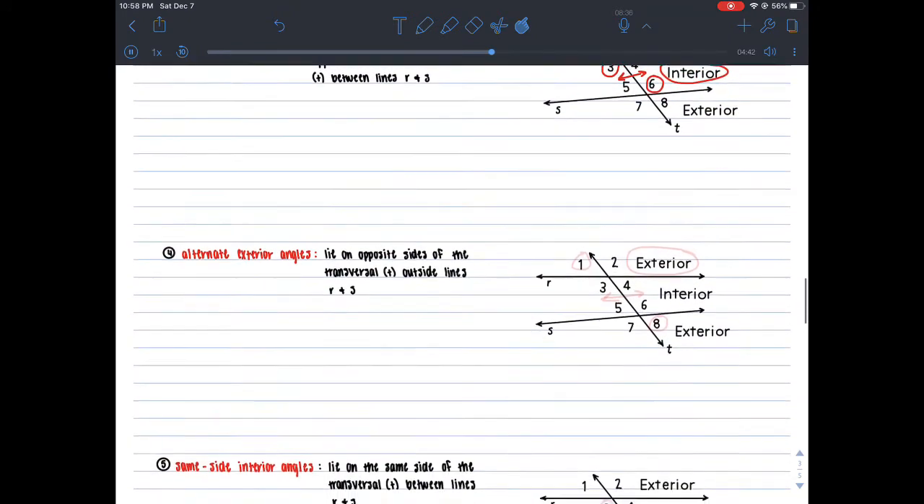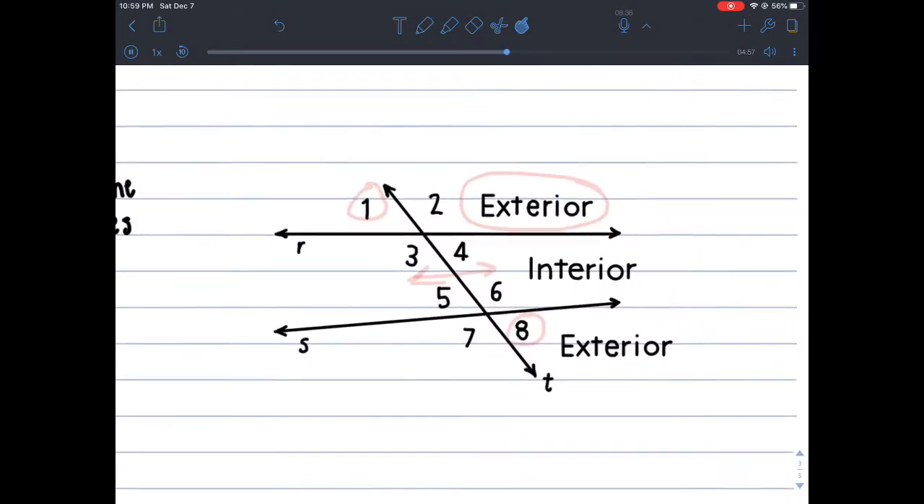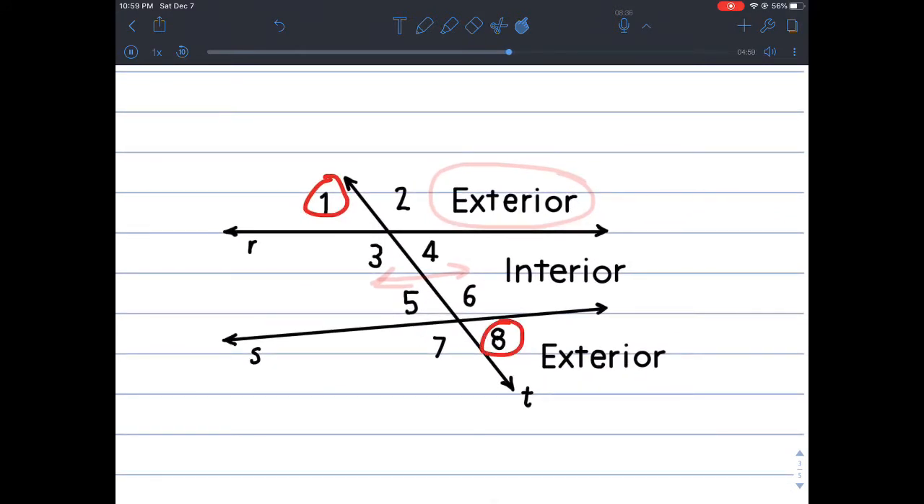Next, we have alternate exterior angles. Alternate exterior angles lie on opposite sides of the transversal T and outside lines R and S. On our diagram, alternate exterior angles are going to be angles 1 and 8. They lie on opposite sides of the transversal, but on the outside of lines R and S.